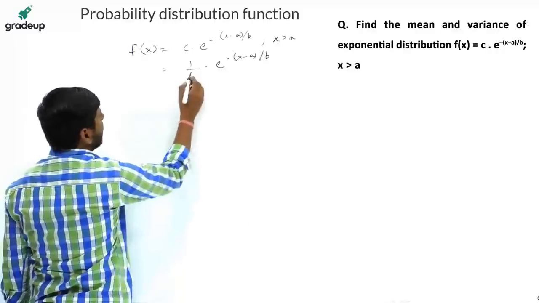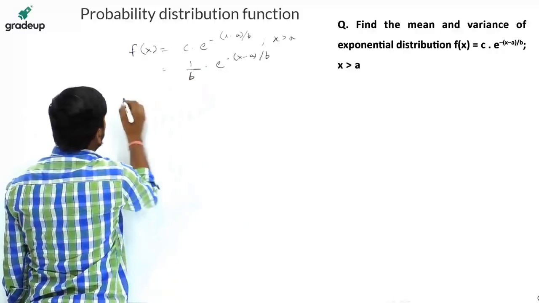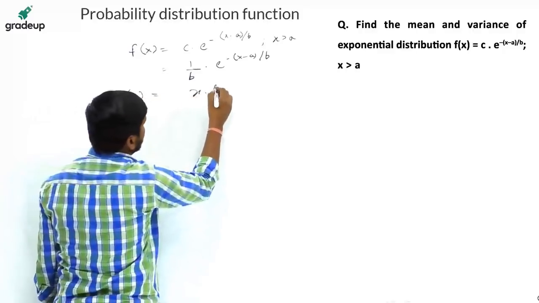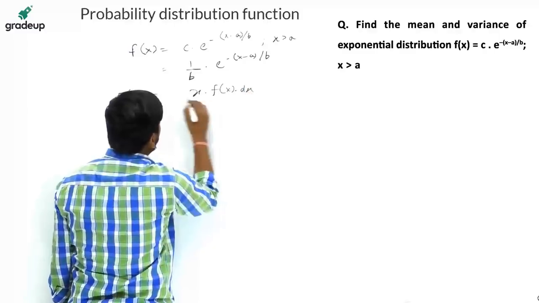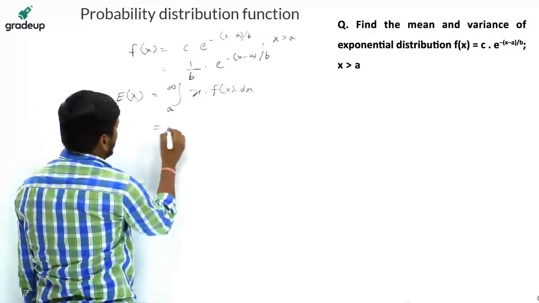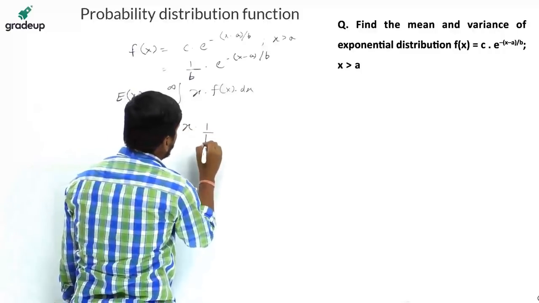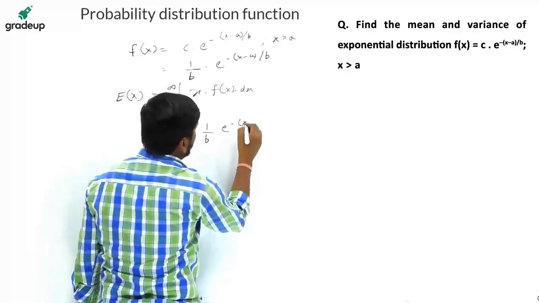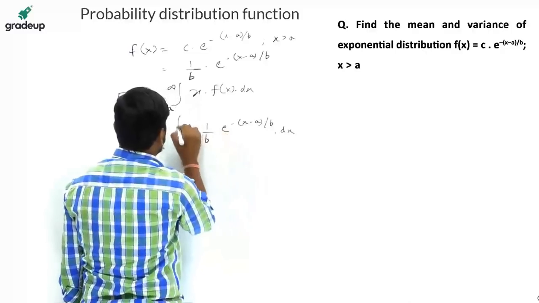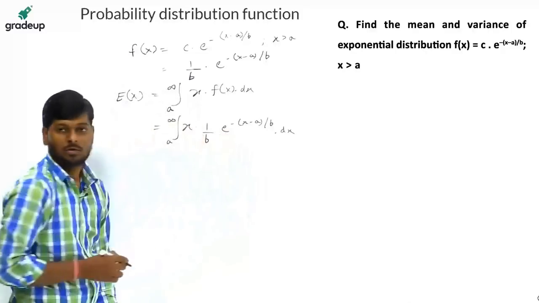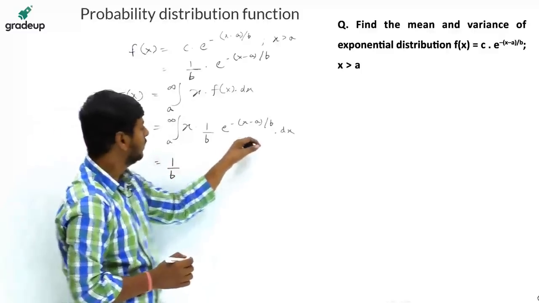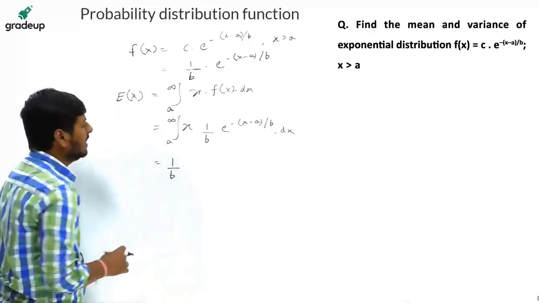Now we have to find the mean. Mean is equal to the integral of x into f(x) dx, integration from a to infinity only, because x is greater than a again. Now x into 1 by b e to the power minus (x minus a) divided by b dx. Okay, 1 by b I am taking outside. Now this is of the form x into e to the power minus x. So we have to apply integration by parts only.